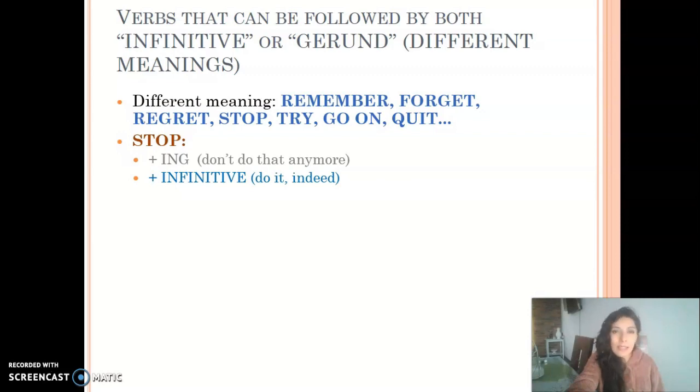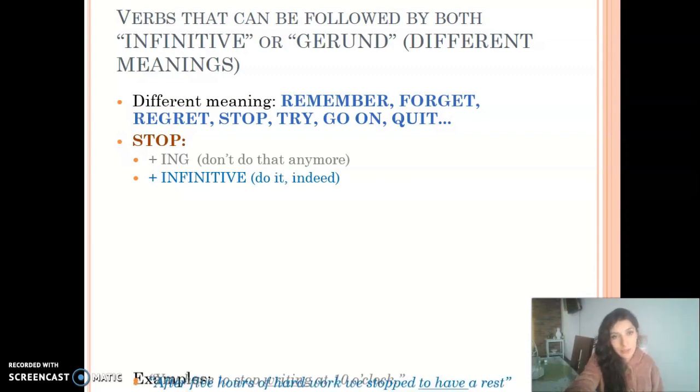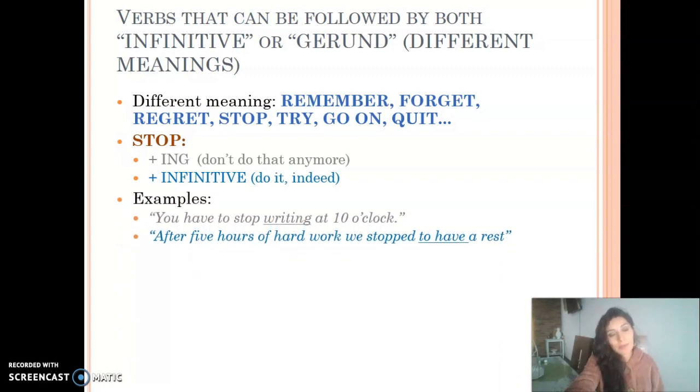So is it clear? I'm gonna help you to figure it out through illustrating some examples. So please pay attention. It's gonna be so easy for you. Examples. In the first case, I have written, you have to stop writing at 10 o'clock.